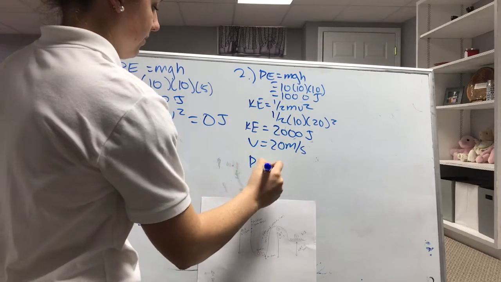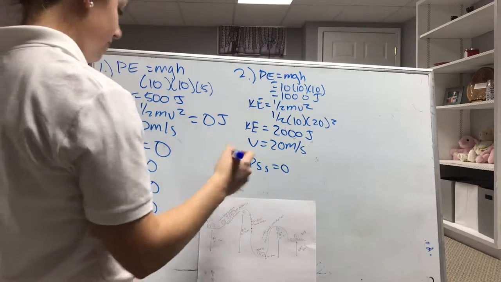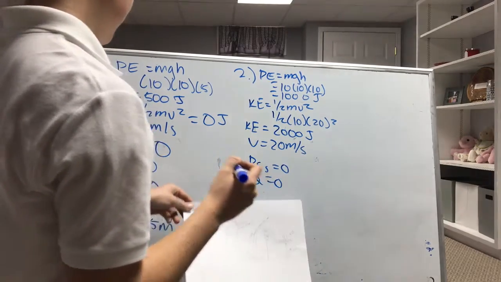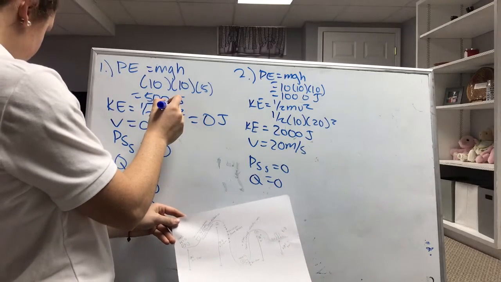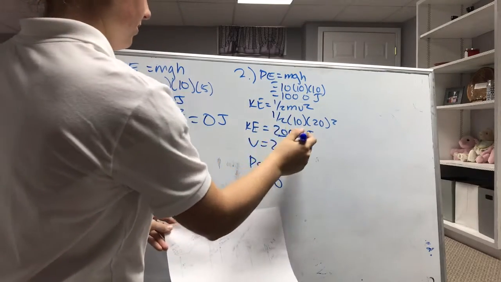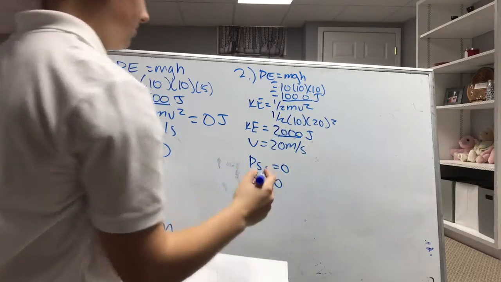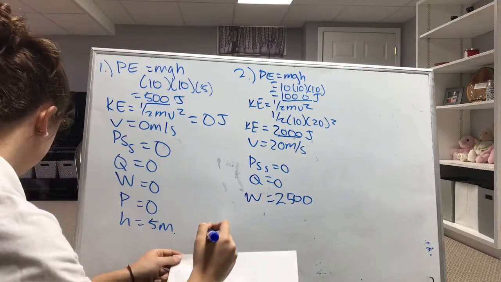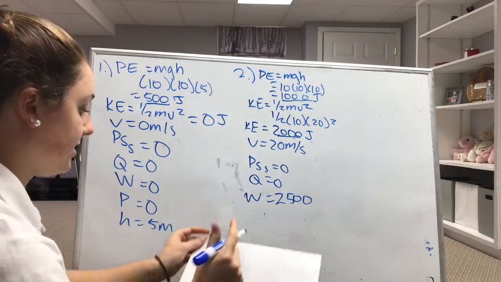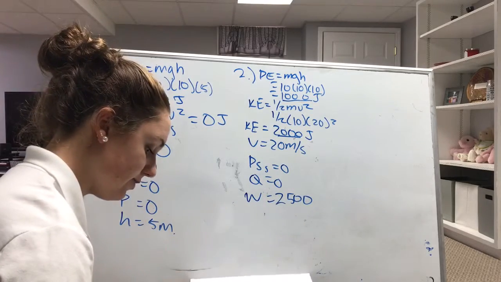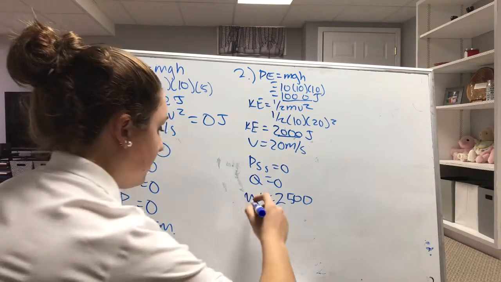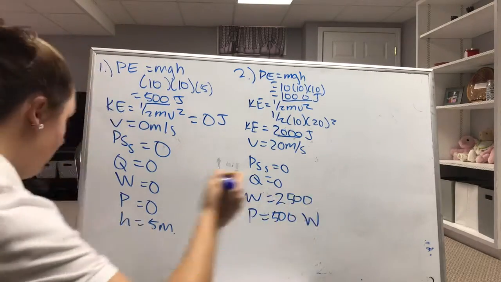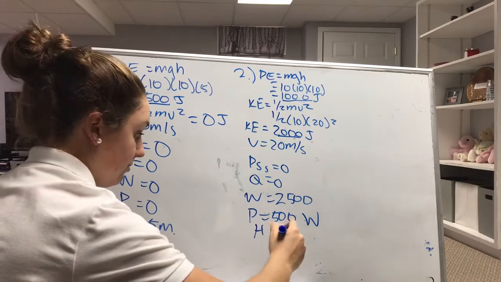We have no spring, so therefore no potential energy of the spring, and no internal energy. Now, work we do have. Here we had 500 joules, and here we have 3,000 joules. The difference between these, which is the work, is equal to 2,500. Now, to find power, it's work divided by time. We were given 5 seconds. So 2,500 divided by 5, power is equal to 500. And power, again, is measured in watts. And the height we were given is equal to 10 meters.